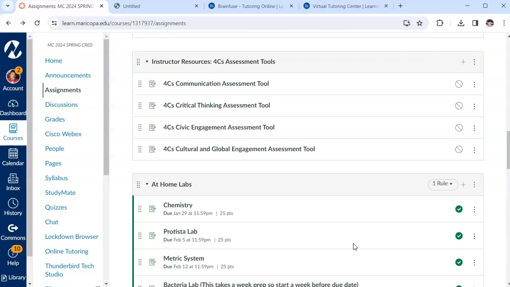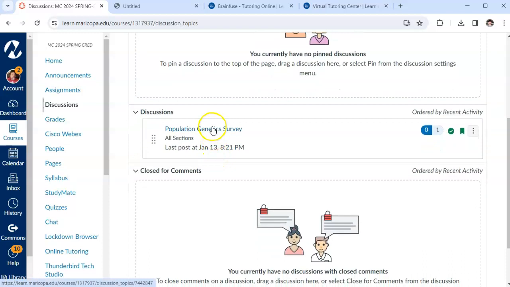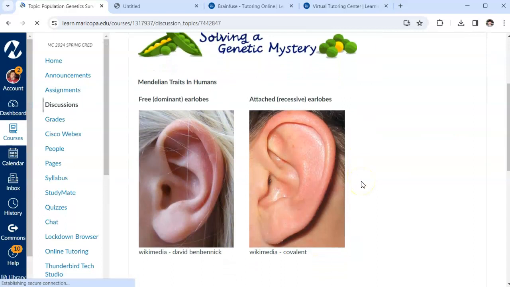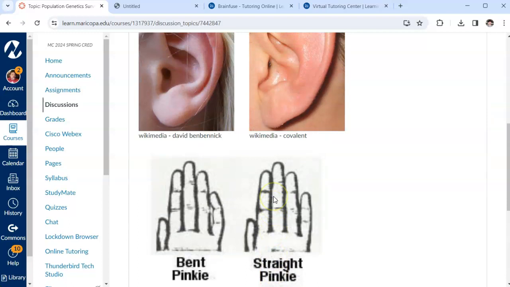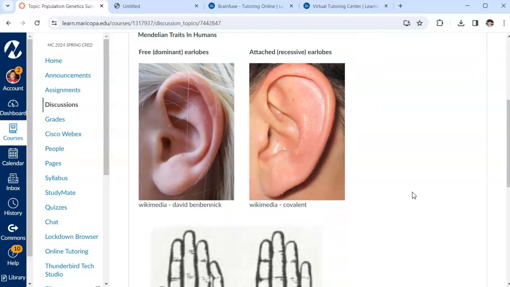So again, if you have any questions about this, let me know. Some of the labs require you guys to have group discussions. One of those things is a population genetics survey. For the population genetics lab, you can go ahead and start that if you want. I'm the first one to do it. I have a bent little finger and attached earlobes. This is a genetic trait that's passed on. You're going to need some data since it's called population genetics. We have to do it on a population, and our population is going to be our class.